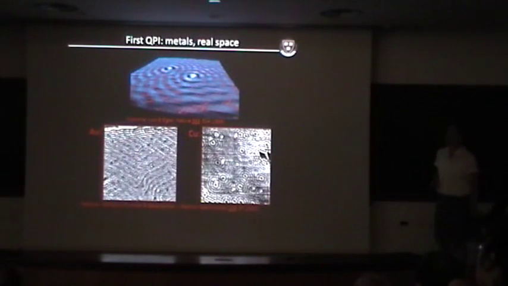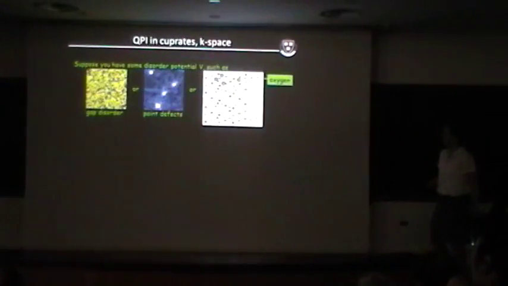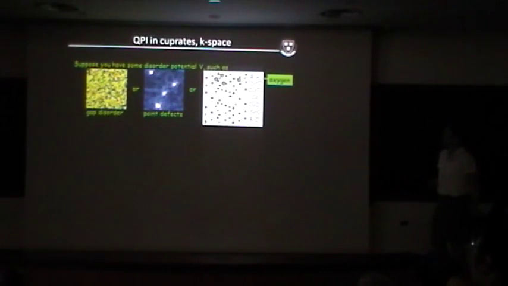So the first QPI was done on metals in real space. There are some beautiful images from Crommie and Eigler back in 1993 introducing impurities into the surface of metals. But I want to move back into k-space here and talk about QPI in cuprates and ultimately iron-based superconductors.